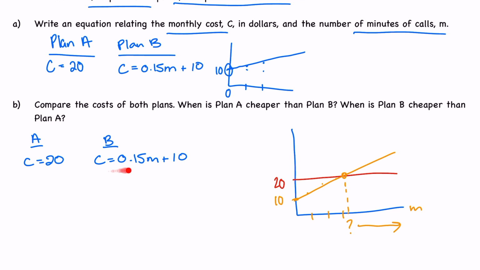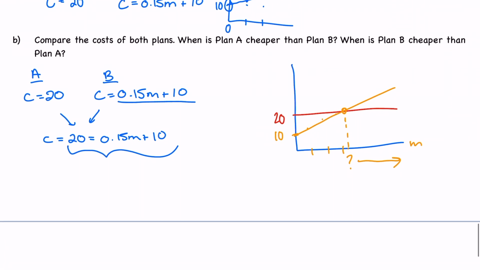So we can set these equations equal to each other. So from this, we get C is equal to 20, which is also equal to this because C is also equal to that. So this means 20 is equal to 0.15 m plus 10. So now we can solve for m. m is a part of this term, so to get it by itself, we need to get rid of this term first. So we need to subtract 10 from both sides. When we do that, we get 10 is equal to 0.15 times m. To get m by itself, we need to divide by 0.15 on both sides.